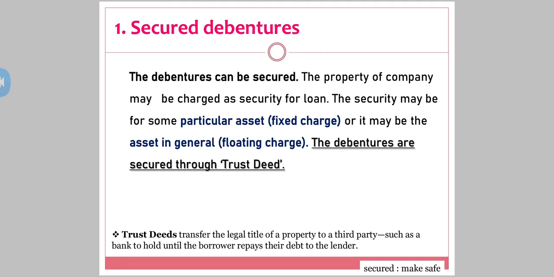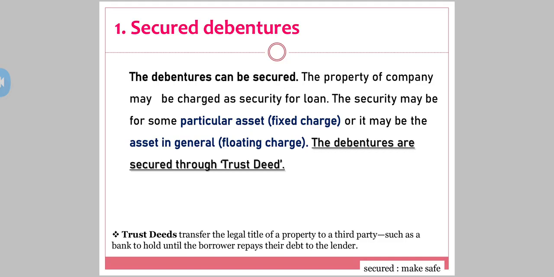See here, what is trust deed? Trust deeds transfer the legal title of a property to the third party. Let's say company has got land and building, okay, or a company has got a warehouse under the company's name. So whenever there would be a trust deed, the company will say that this XYZ warehouse belongs to the debenture holder. That is, it creates a fixed charge. And if the company is not in a position to repay the money, the debenture holders will sell the warehouse and will take their capital back.